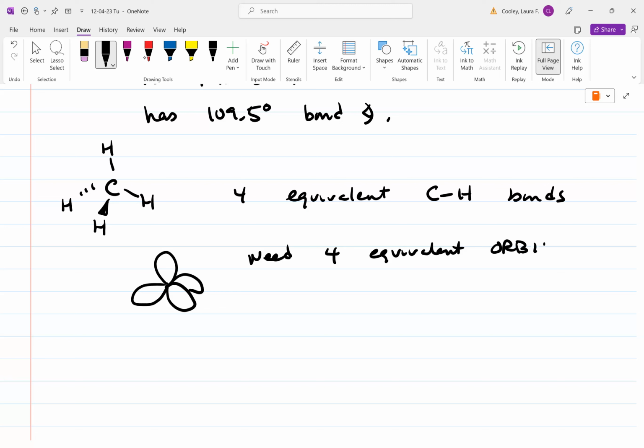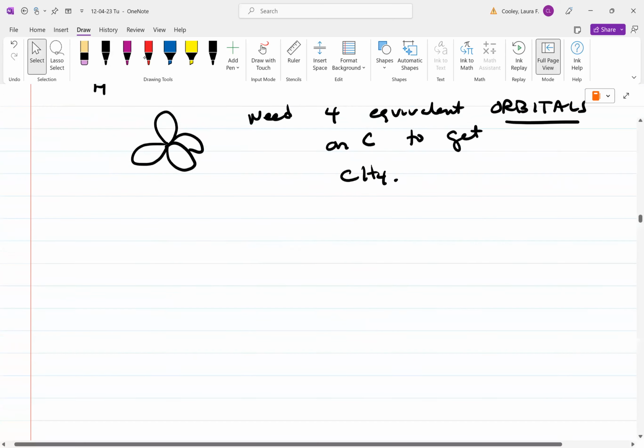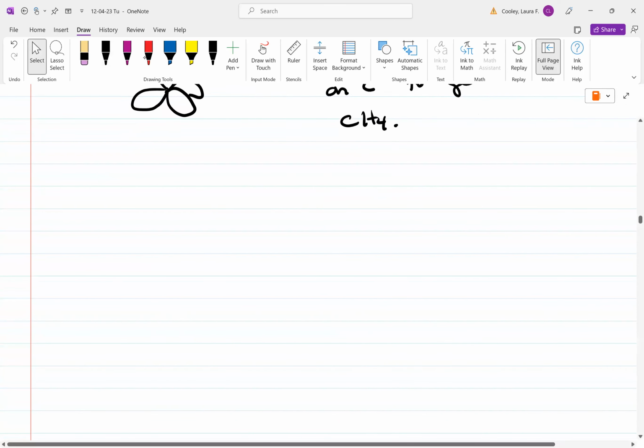So that's the big thing: we need 4 equivalent orbitals on carbon to get a molecule like CH4 to be the way we know it is. Okay, so let's think about carbon's orbitals. And I'm going to tell you the part of the theory that's the most unusual.